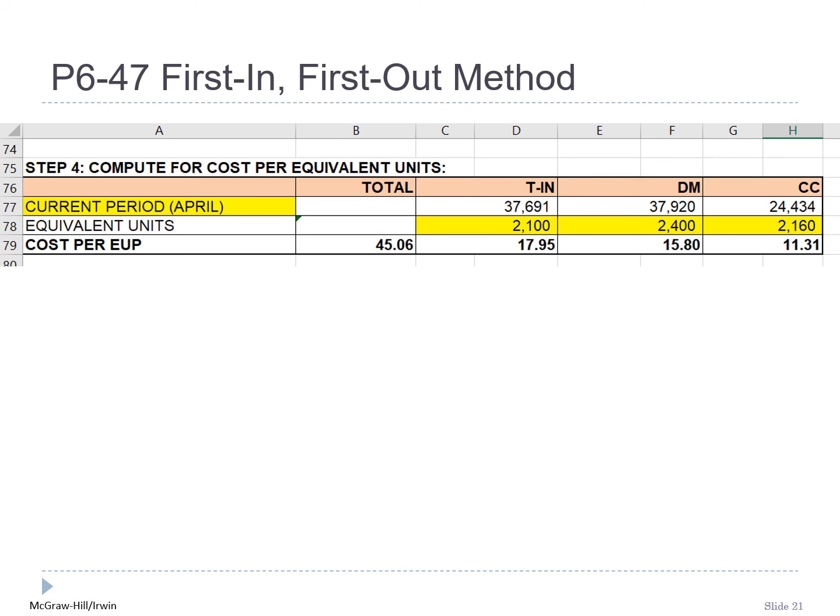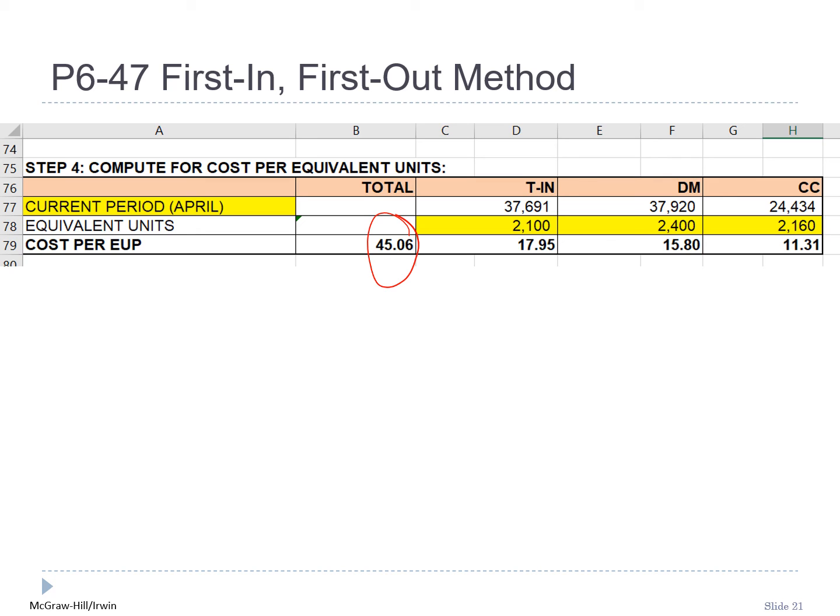Next is compute for the cost per equivalent units. So, syempre, yung equivalent units natin is for the current period lang. So, yung numerator natin dapat for the current period lang. So, 37,691 divided by 2,1, so 17.95. 37,920 divided by 2,4, that's 15.8. 24,434 divided by 2,160, lalabas 11.31. So, add lang natin yung tatlo. Makukuha natin yung 45.06.